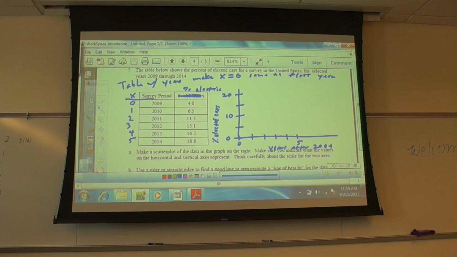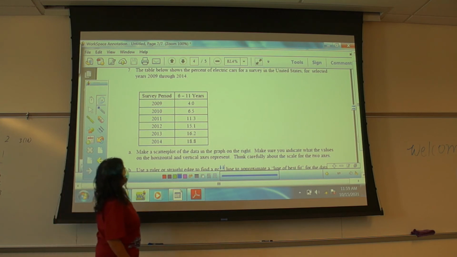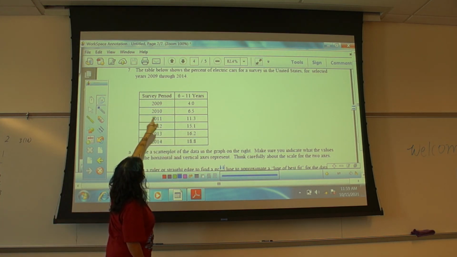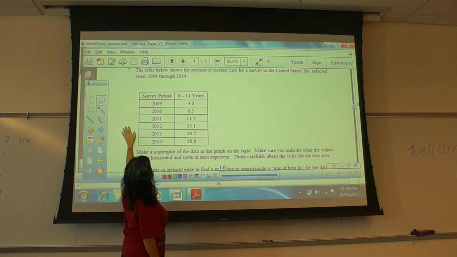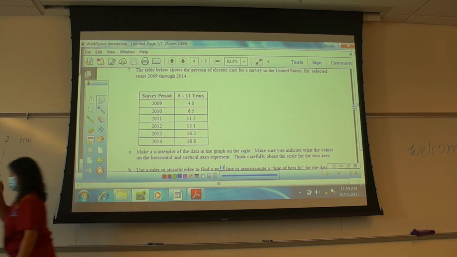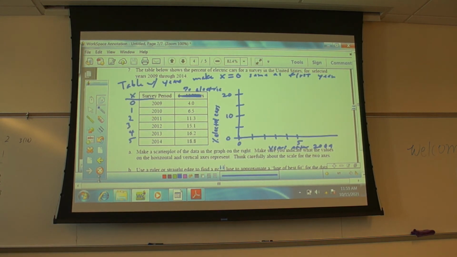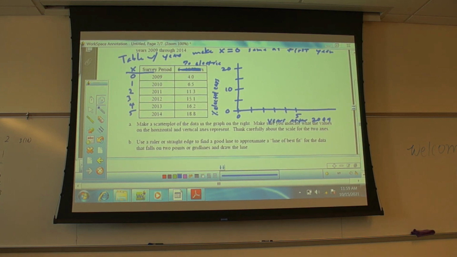Everyone do me a favor and tell me what 2 things vary in this problem. What are the 2 things that vary? Years and percent of electric cars. Yeah. So everybody understanding me? So those are my x's and my y's. That's why this is my x, and then the percent of electric cars will be my y. Great, so then we'll make a scatter plot of this.